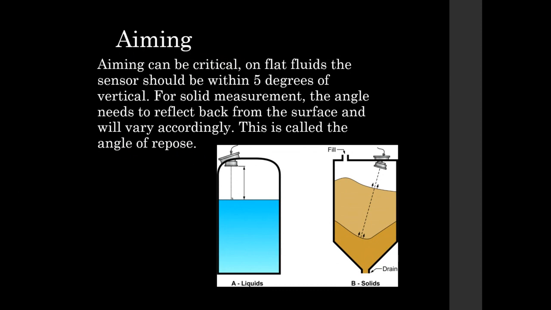For example, we have this slope here, which is called the angle of repose, and it's just a natural characteristic of what happens to a solid as it piles up. We want to try to be perpendicular to that angle. So plus or minus 5 degrees is a specification that they mentioned in the ILM, but the idea is you want the signal to be perpendicular to the surface that we're measuring.